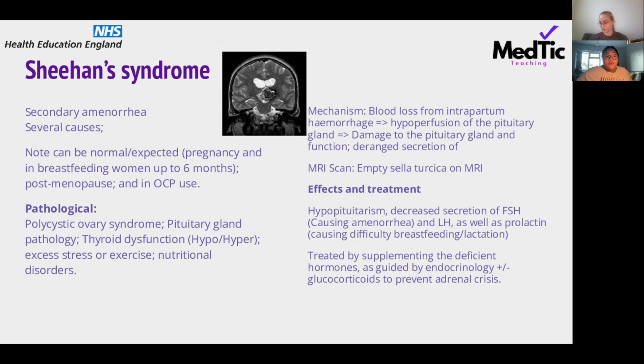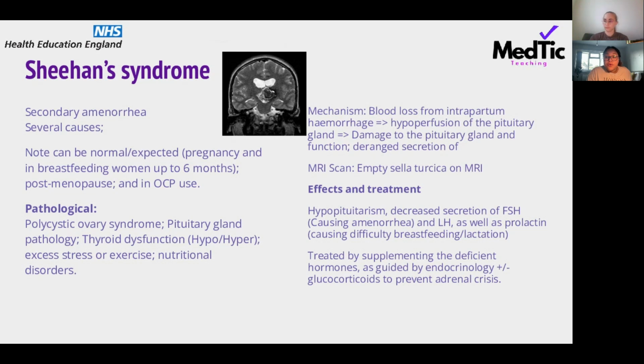But most women notice or realize that they've not had a period up to 6 months afterwards. A lot of women follow the old wives' tale, especially if they're breastfeeding, that breastfeeding can potentially delay your periods going back into a normal cycle. So a lot of women tend to not think too much of it.